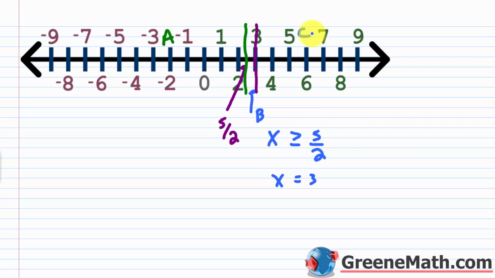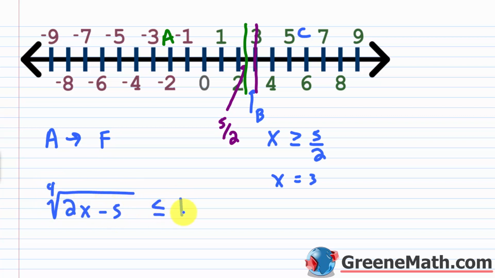So for interval A, anything to the left of 5/2, we know that's an automatic rejection, because it violates the domain. So I'm going to put an F there for false. Now, for interval B, I need to test a value. My original inequality was the 4th root of 2x minus 5 is less than or equal to 1. So for something between 2.5 and 3, I could do 2.75.